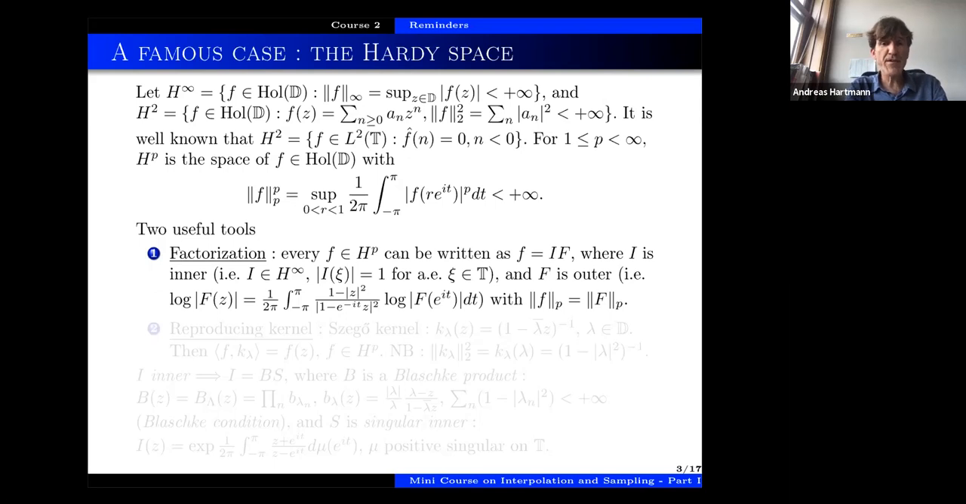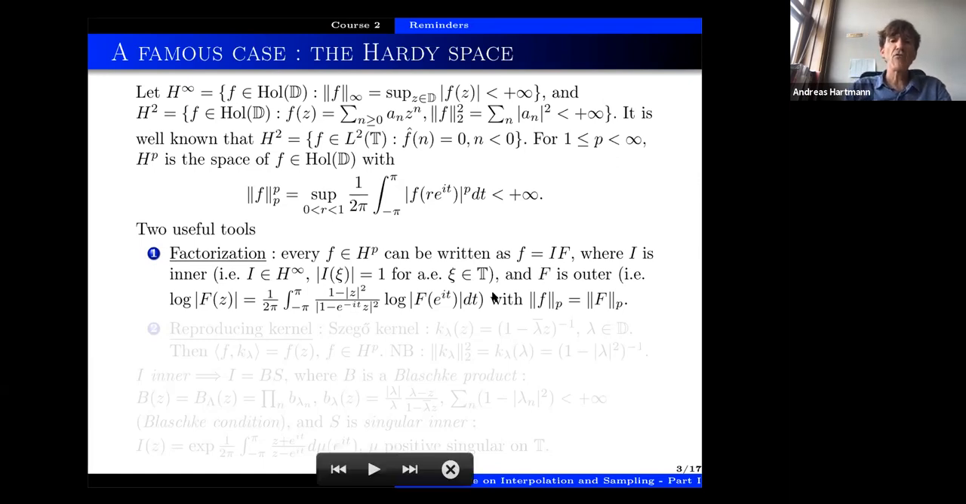Maybe there are still people who are not acquainted very much with that. So these are some reminders, which of course will not replace a course on Hardy spaces. So factorization means that whenever you take a function in the Hardy space, be it HP, H2, H infinity, in fact, this result is even true in a very large class, which is called the Nevanlinna class. I won't talk about this.